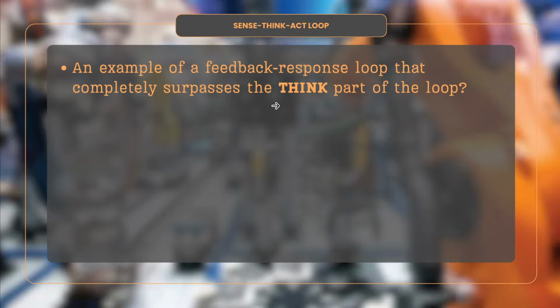Okay. Yeah. So what is an example of a feedback response loop that completely surpasses the think part of the loop? So as you can see here, I have used sense, think, act. Now remove the think part. The sensory part and actuatory part are in some sense present, but you do not have a physical chip that is actually thinking. So what kind of controls in some kind of system would you say you have come across in real life that actually does this? Like, it controls the level of something.